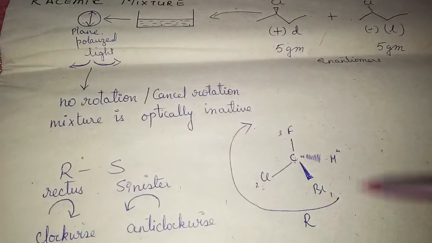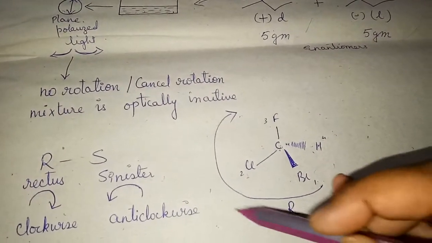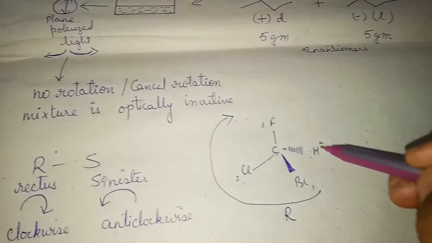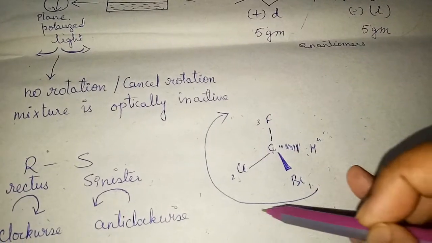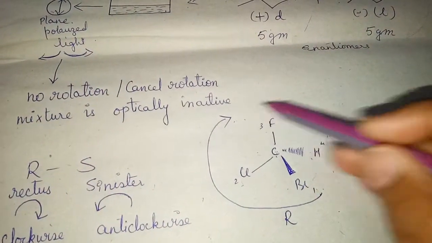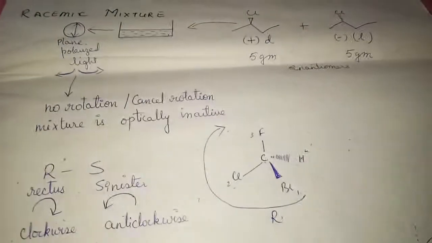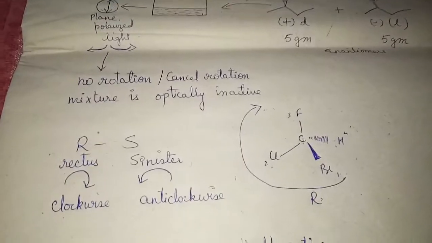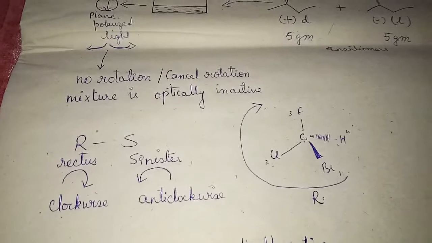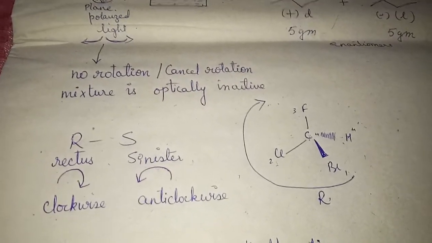Now how this left and right side is understood with the help of molecules is based on priority. Hydrogen has the least priority, so this will go this side. That's why it is R. And in case in any molecule it is moving towards the anti-clockwise direction, or towards the left side, then it is moving towards sinister, or the S molecule.